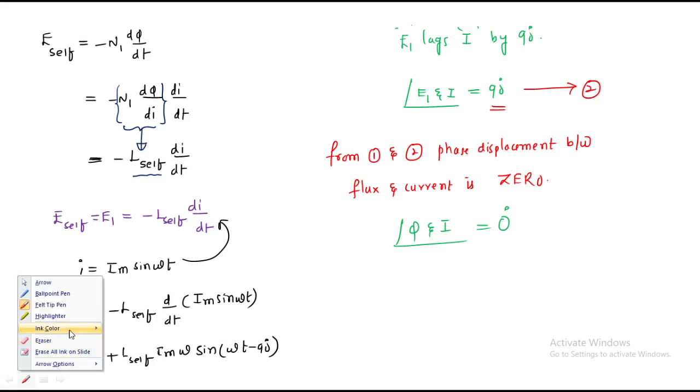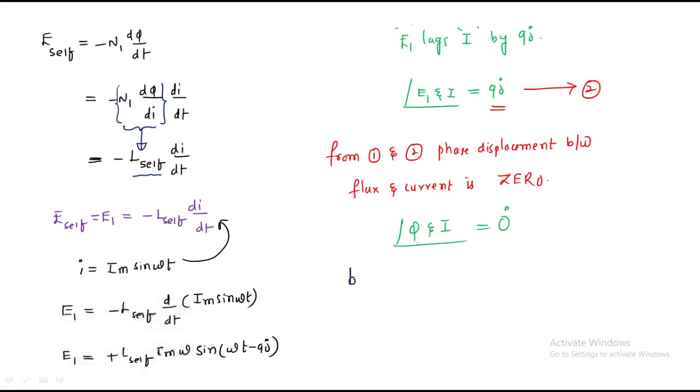Which means both current and flux occur simultaneously without any delay. That is the meaning. Both current and flux occur simultaneously without any delay. This is a very, very important observation. So we have got the relationship between EMF and flux, EMF and current, flux and current.